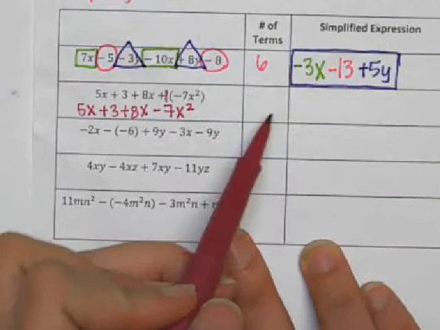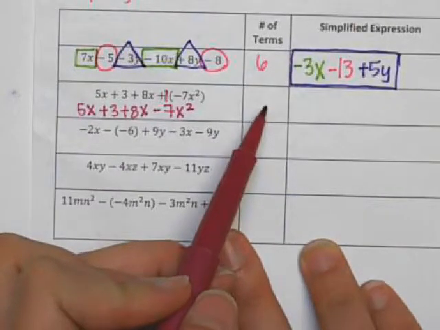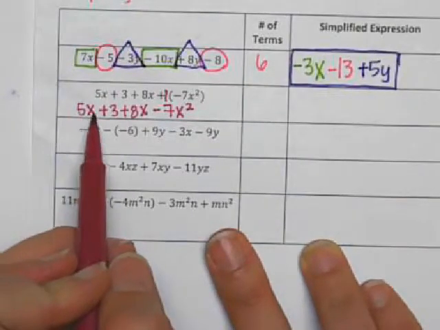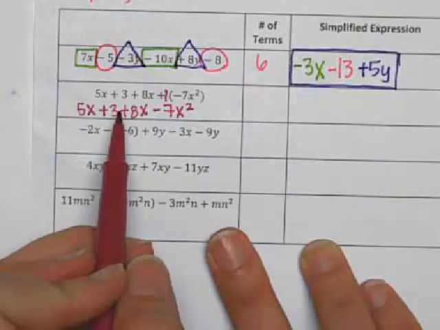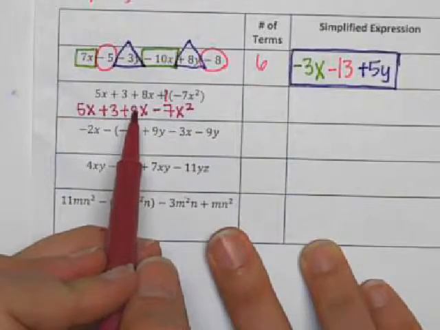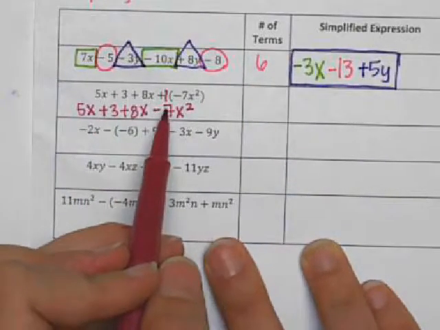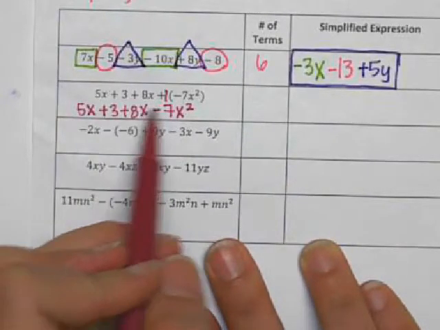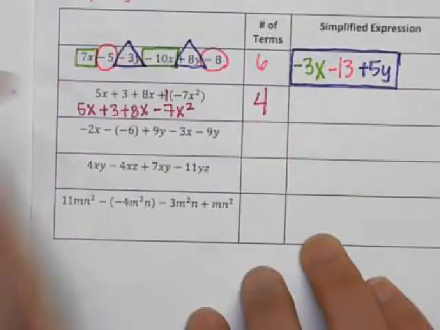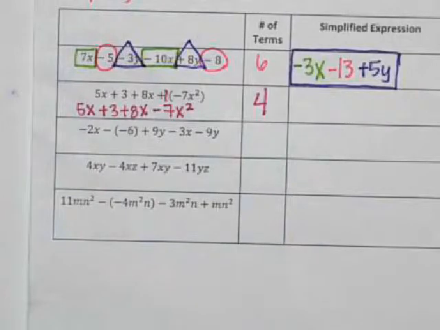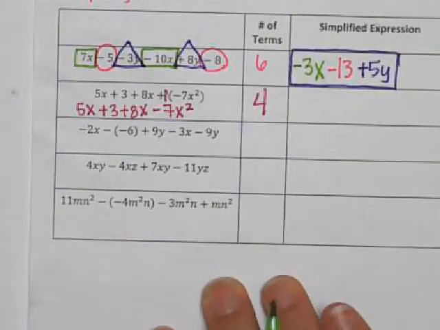And I'm going to count my number of terms because that's what it's asking for. So 5x is 1, 3 is 2, 8x is 3, negative 7x squared is 4. So I've got 4 terms here. And now I'm ready to combine them because I do not have any more parentheses in my problem.